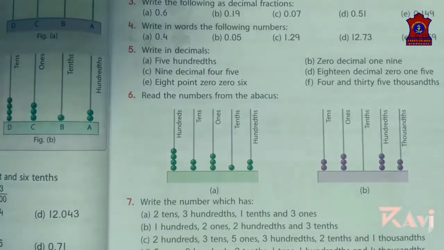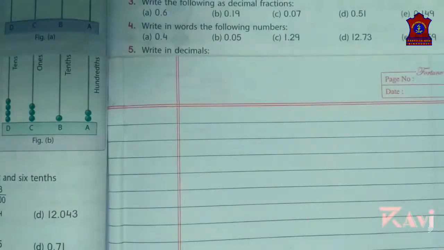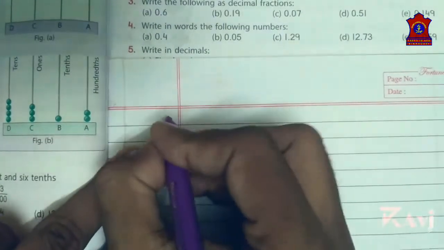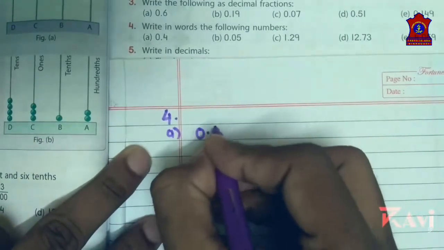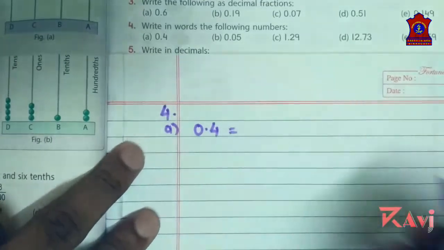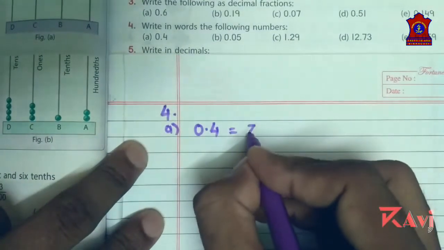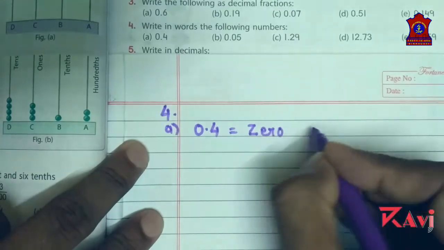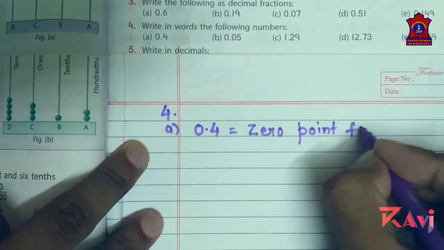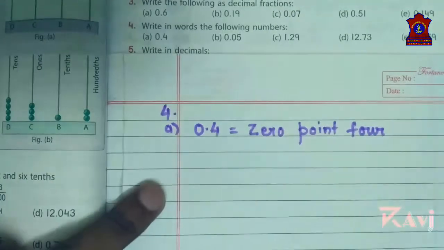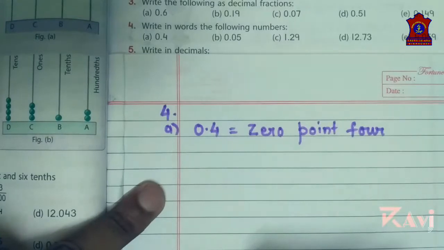Write in words. See, here it is very easy to write these decimal numbers in words. Whatever you are reading, you have to write the same. See how? It is 0.4. You can write zero point four. The manner in which you're reading, you have to write like that.